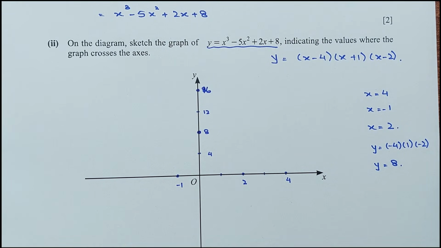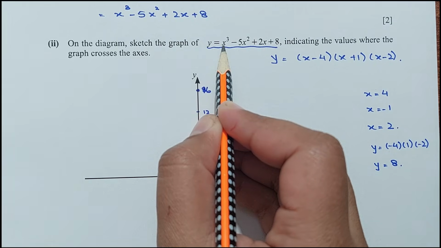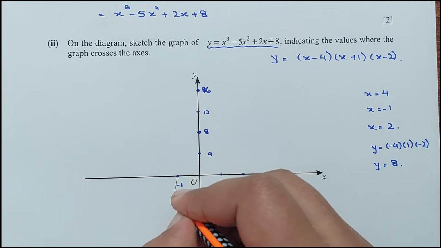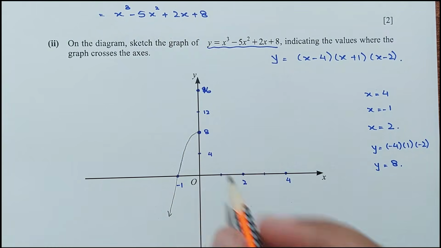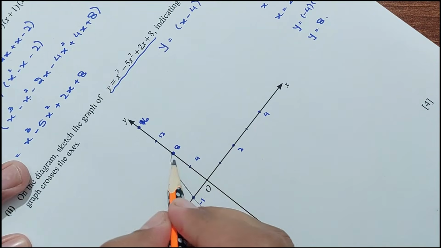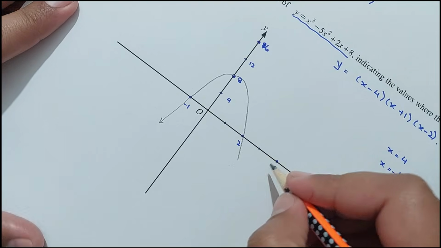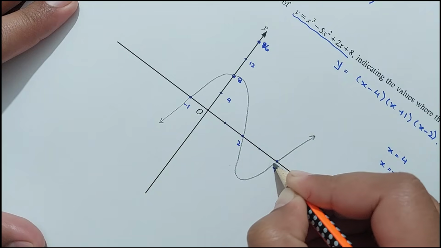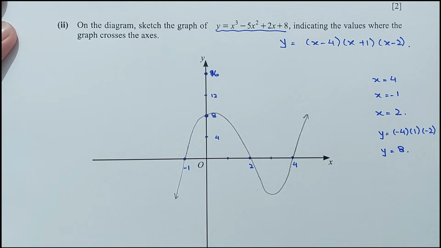Right? Now, since it is a cubic polynomial and the leading coefficient is positive, it means the graph extends from the first to the third quadrant, right? So let me connect all the intercepts. Right. So this is a sketch for this cubic polynomial.